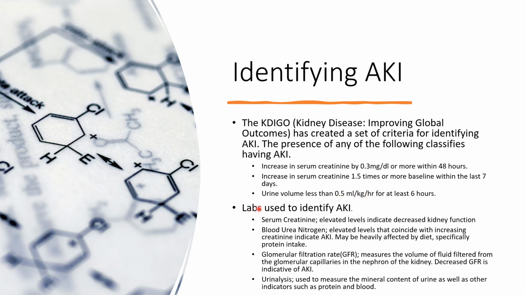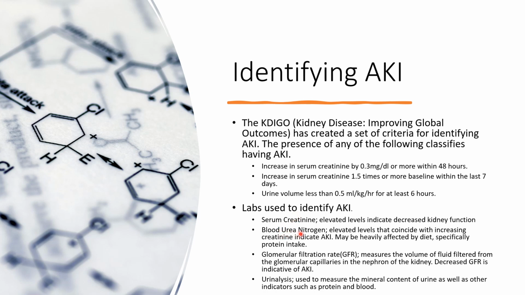And then we have some lab values used to identify AKI. So serum creatinine is kind of the gold star. This is the one that everybody looks at when identifying AKI. So elevated levels indicate decreased kidney function. So the kidneys work to excrete creatinine through urine, and so when you have elevated levels, that can indicate damage.